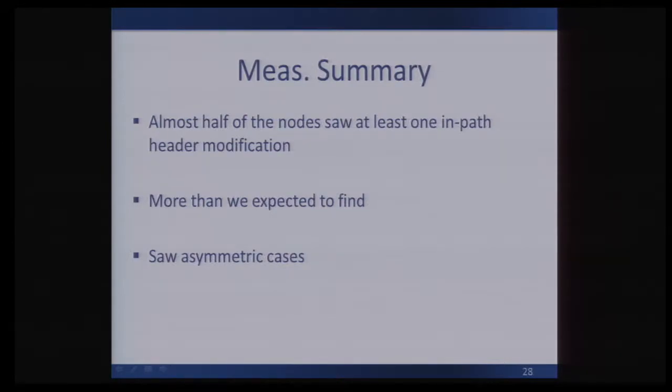And to summarize our measurements at a high level, almost half the nodes we tested saw at least one in-path header modification to one of the ports that we tested. And this was more than we expected to find, especially given the nature of our measurement network. We use PlanetLab, which is mostly hosted on university networks, and it should be more open, and research networks. So, like I said, it's a bit more than we expected. We also saw cases of asymmetric modifications where the header modification only occurred to either the forward or reverse path, but not both.